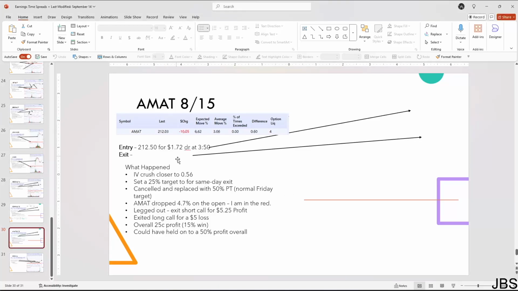This is the setup I got to aim at, and here is basically the play-by-play of what happened. I missed the same day exit for a 25% target. So it dropped 4.7% at the open. Now it's in the red. I exited the short call for profit, and then I was looking to get out of the long call with a smaller loss, and that'll put the whole trade into profit.